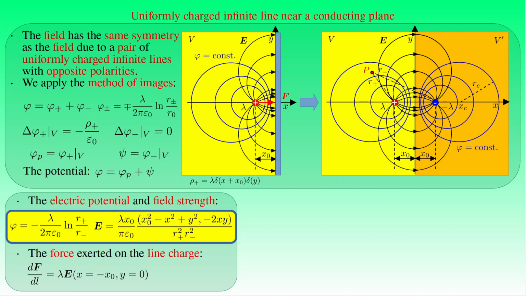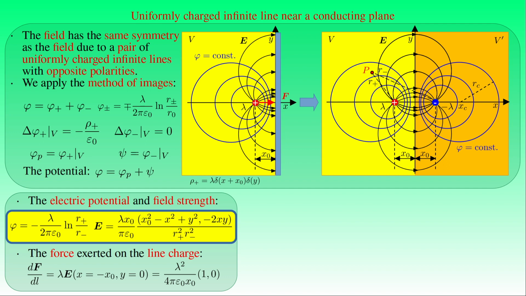Since the magnitude of the field strength is given by lambda over 2 pi times epsilon naught times the distance between the two charged lines, the magnitude of the force F per unit length L is equal to the square of the linear charge density lambda over 4 pi times epsilon naught times the distance x0 between the charged line and the conducting plane. The force points in the direction of the x-axis towards the infinite plane with the uniform distribution of induced negative charge.